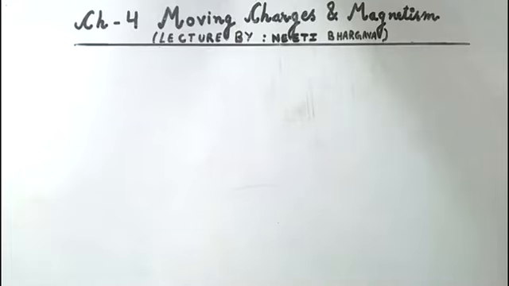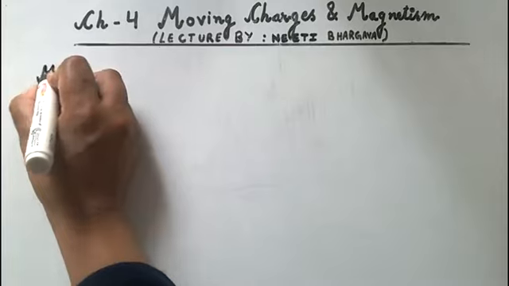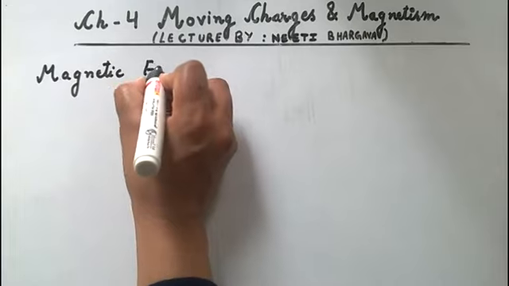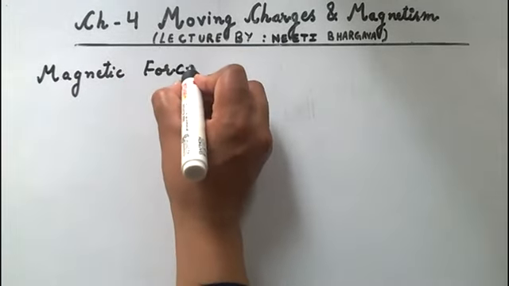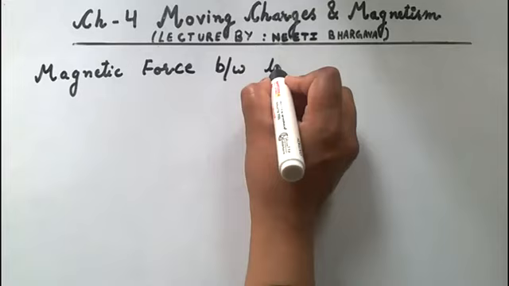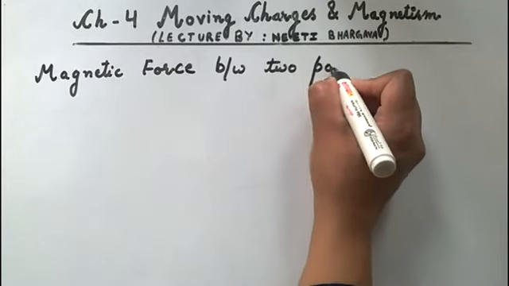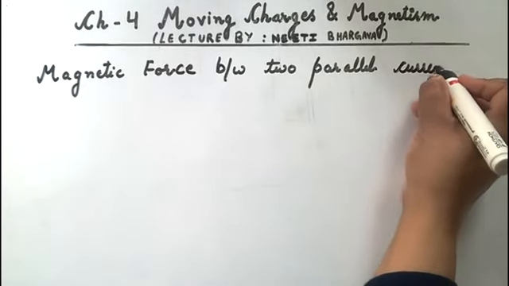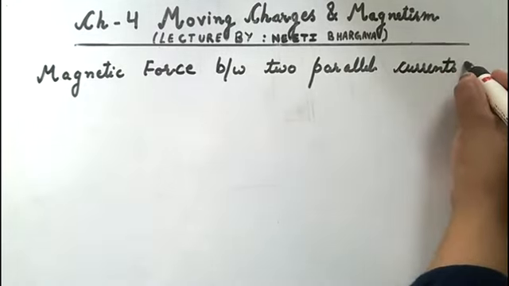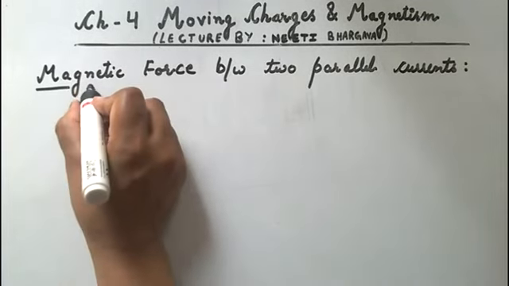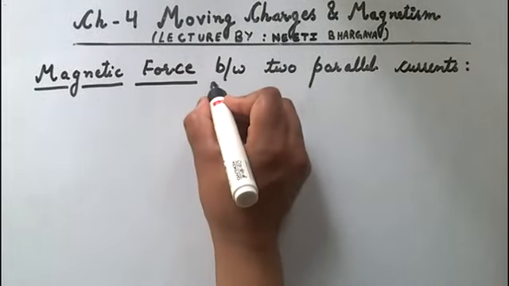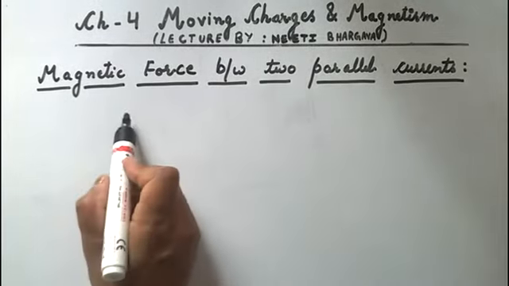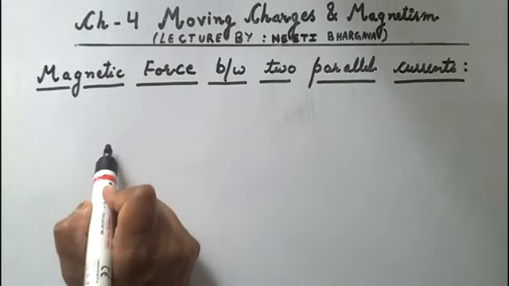In continuation with this chapter, now let's study another topic, that is magnetic force between two parallel currents. Parallel currents means the current is flowing in the same direction in two conducting wires. The value of magnetic force was given by a scientist named Ampere.